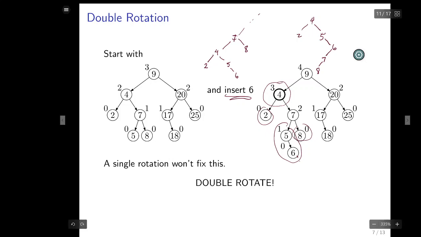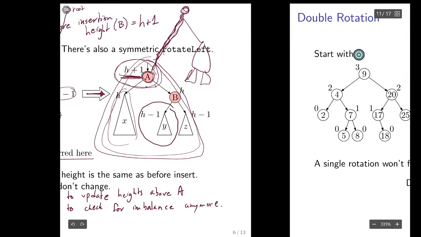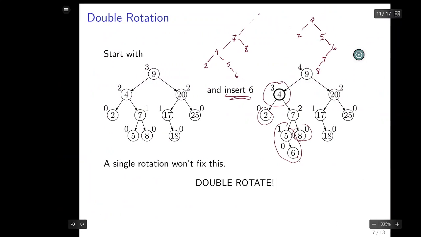Okay, so you're saying 5 goes at the top. 7 goes over here. Oh, I see. You want to put 6 here and 8 here. Oh, that makes sense. Sadly, it's still not in balance. We're in trouble.